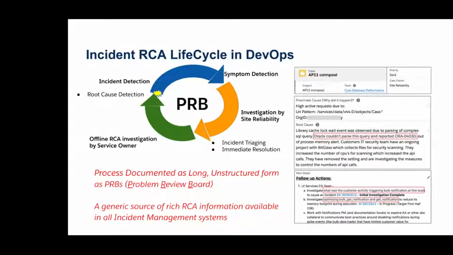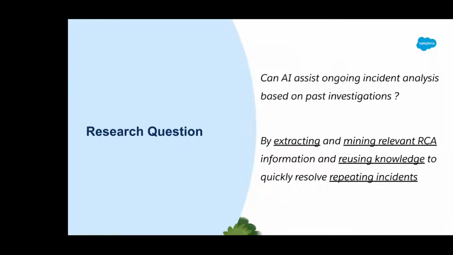This is a generic source of rich RC information, which is available in all incident management systems. So the main research question in our work was, can AI assist ongoing incident analysis based on the past investigation data in the PRBs? We aim to do this by extracting and mining relevant RC information from the PRB data and reusing this knowledge to quickly resolve repeating incidents.